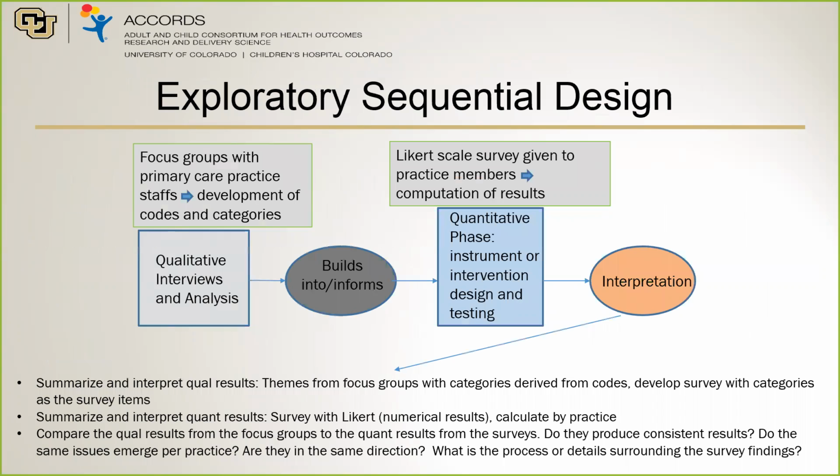Where you first start with the qualitative portion, and that informs a quantitative portion. In this example, you do, say, focus groups with staff in a practice, and that helps you identify themes that you're then going to use in a quantitative approach, like a survey. And then ideally you would compare the qualitative results from the focus groups to the quantitative results from the surveys and discuss whether they were consistent, whether different issues were emerging or in the same direction, and what you've learned by the integration of the two methods.